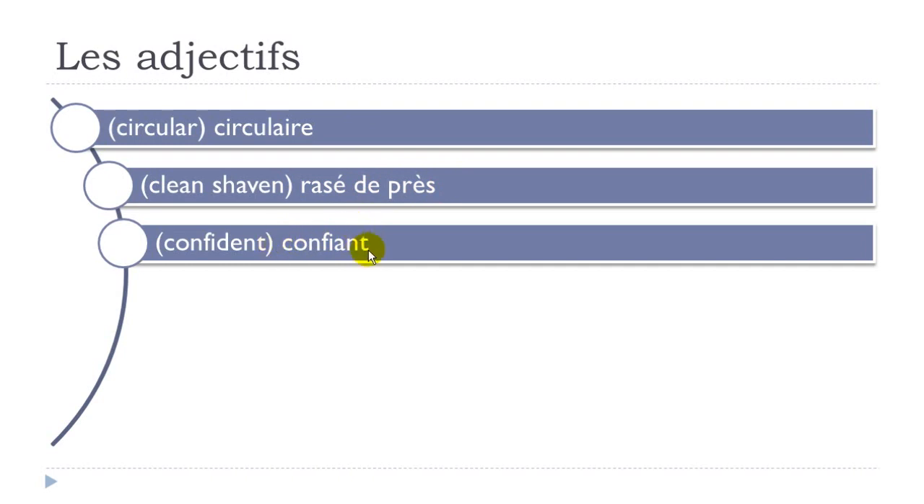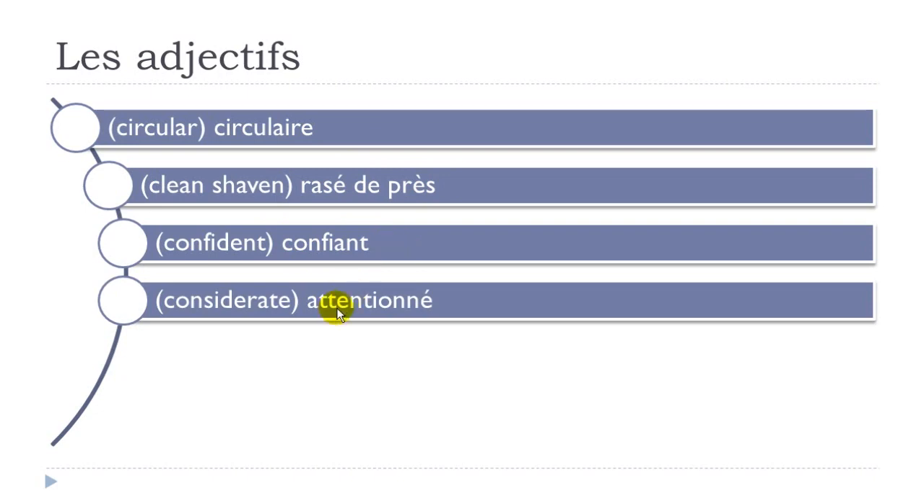Confiant. Okay, final T not pronounced. So O-N, on, I-A-N, ian. Confiant. Confiant. Attentionné. Okay, at the end you get this E accent aigu. So et, a, temps. So remember, E-N, en, temps, sionné, attentionné.